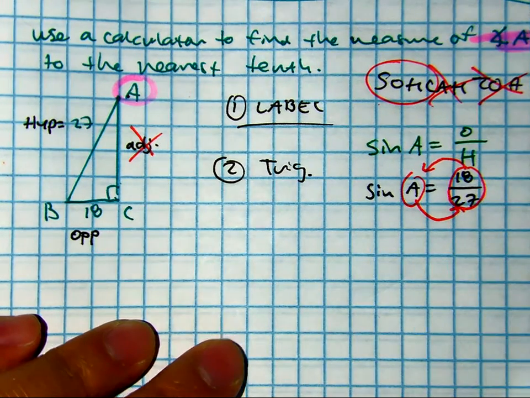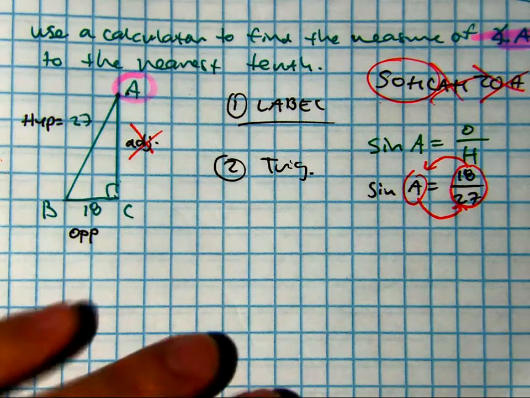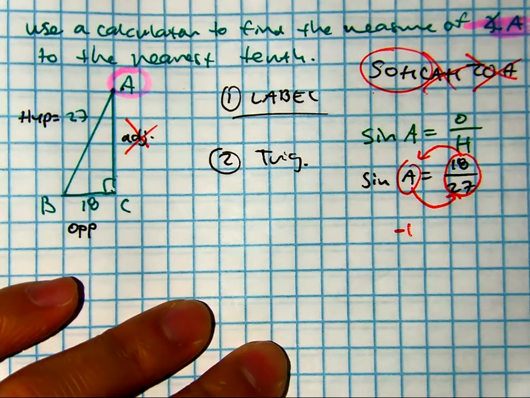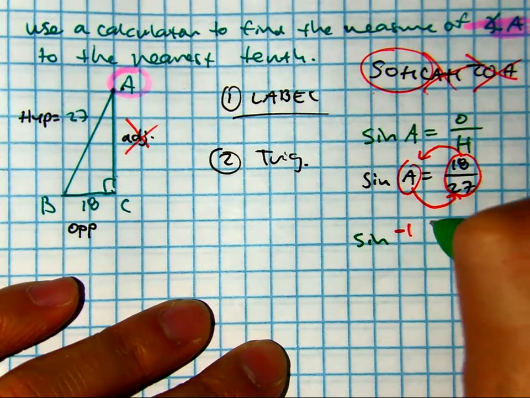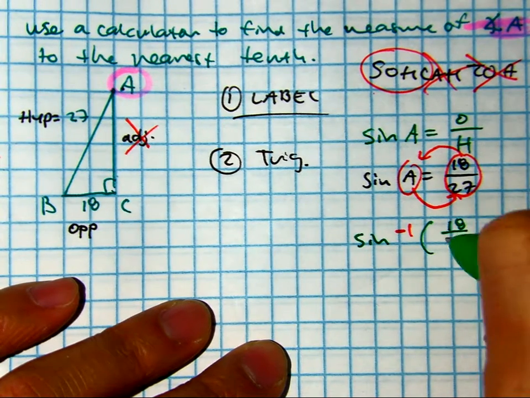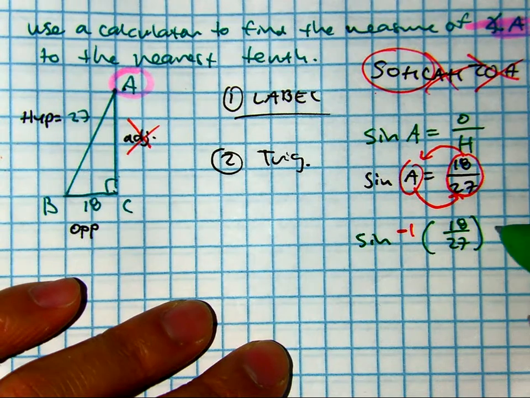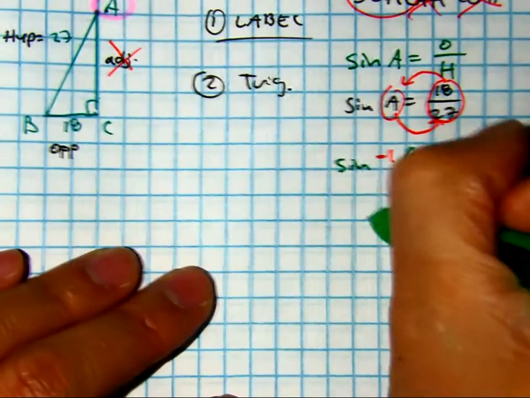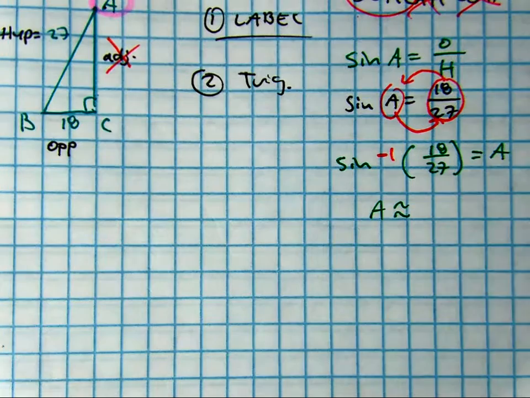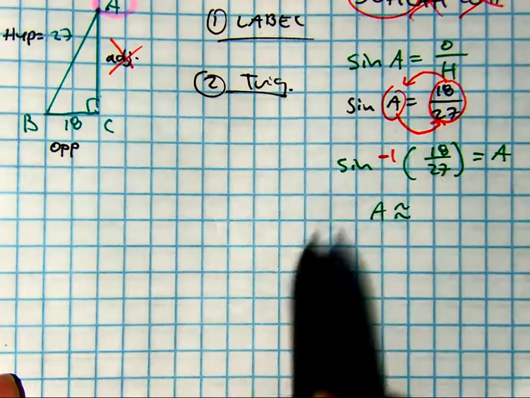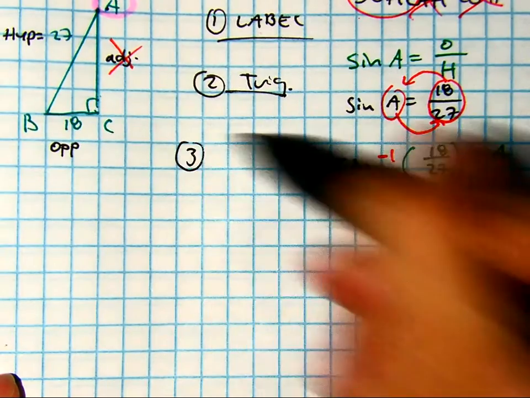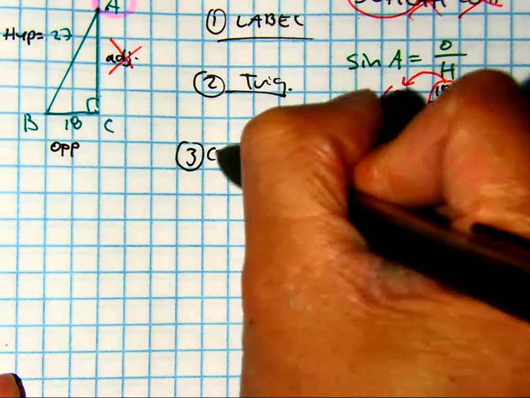So we just practiced this part, right? Inverse of sine of 18 over 27. You don't even need to simplify the fraction. It does it for you in the calculator. Let's punch that into our calculators. So label, find our trig, and then we're going to get a calculator ready equation, which is right here. Calc ready equation, and then our answer.